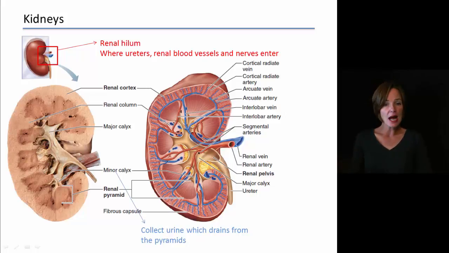And these are basically passageways that are going to be collecting urine, which drains from the different pyramids that we do have in here. So if you look at this more closely, the kidneys themselves have all of these little sections called pyramids. Those will be the functional units of the kidney, and they will be emptying into this region here. And so they empty in there, and then eventually these are going to travel out the ureter.